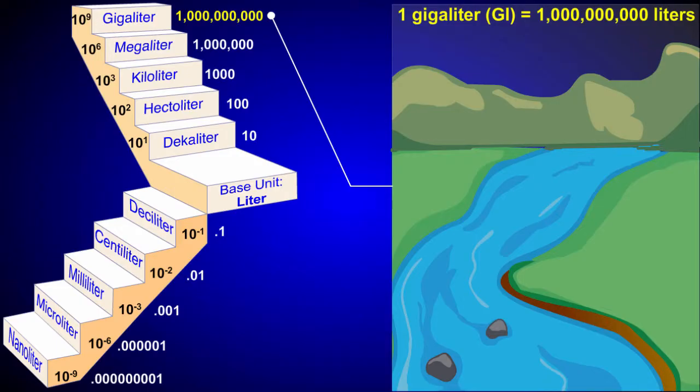Gigaliters are 1,000,000,000 times larger than liters. The water volume of a lake, dam, or other large body of water is usually measured in gigaliters. For example, Lake Leake in Tasmania holds about 22 gigaliters of water, while Sydney Harbor holds about 500 gigaliters.